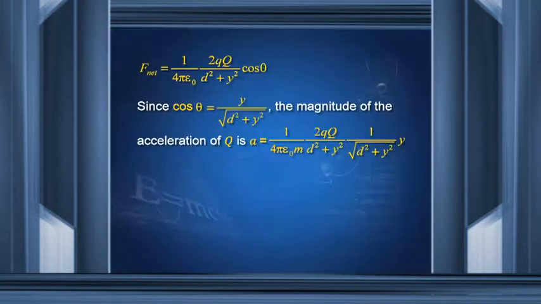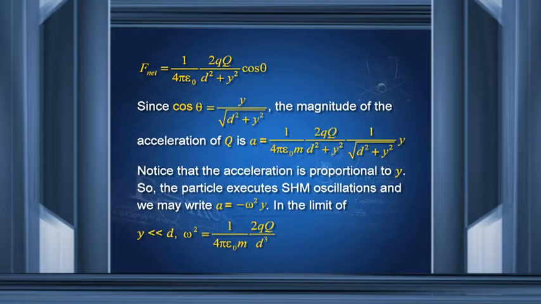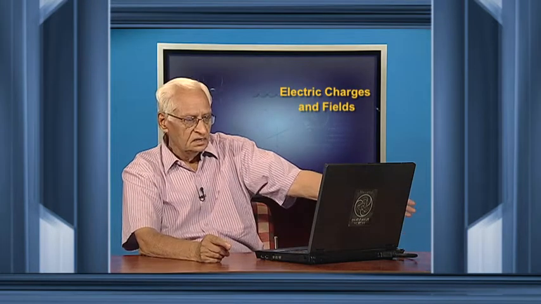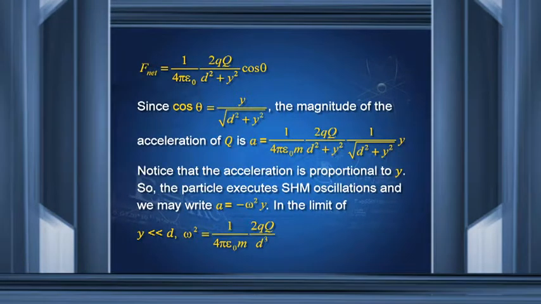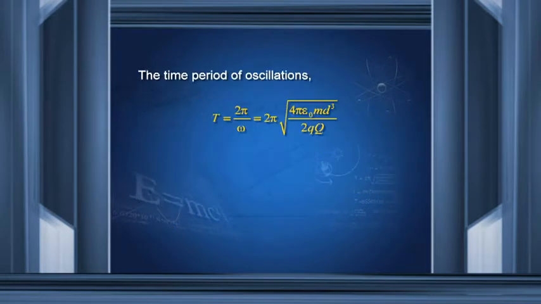I have done it here, and you can see the acceleration, which is the net force divided by m, and this cos theta is y by square root of d square plus y square. I am using this geometry, and therefore the acceleration is proportional to the displacement y, and it is in the opposite direction. Therefore, the charge will execute simple harmonic motion, and the time period would be given by 2 pi into the square root of 4 pi epsilon 0 m d cubed by 2 q Q.